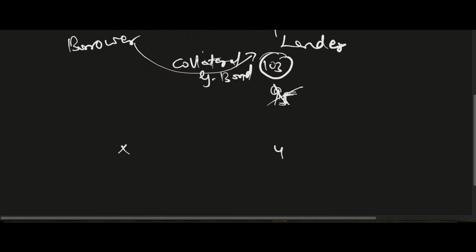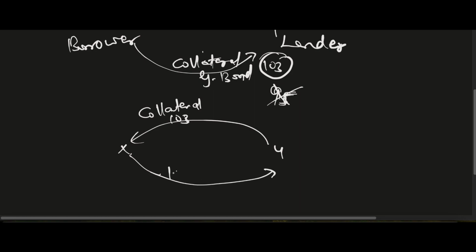In the second leg, X will get back his collateral, and he will repay 100 also, plus the charges charged by Mr. Y, the lender. Let's say that is 2. So that means he will pay 102 at the time of maturity, right? 102.